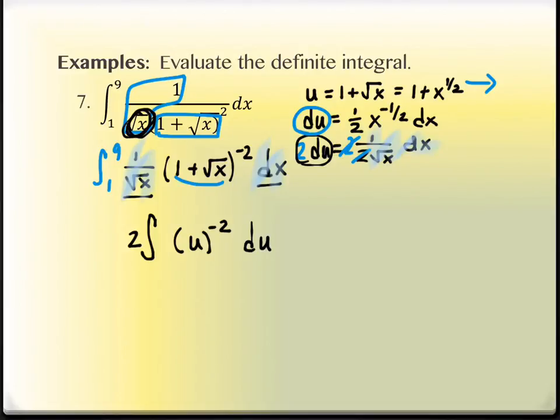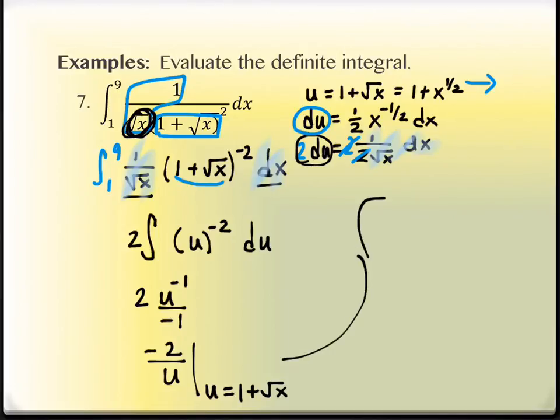What's the antiderivative of u to the negative 2? 2 stays. U to the negative 1, and then over my negative 1, right? And that, of course, simplifies to negative 2 over u. Definitely not done. Issue number 1, I need to replace the u with what it is equal to. U in this problem is equal to 1 plus the square root of x. So the first issue is that I have negative 2 over 1 plus the square root of x.